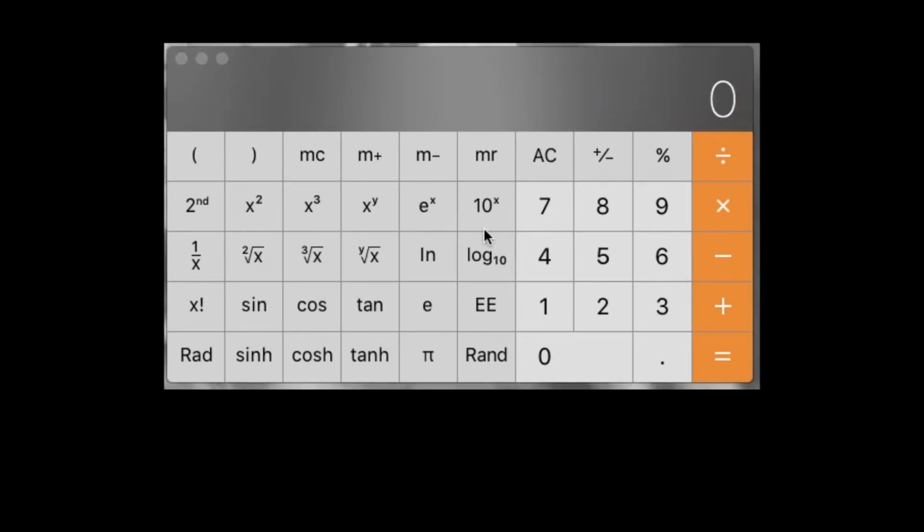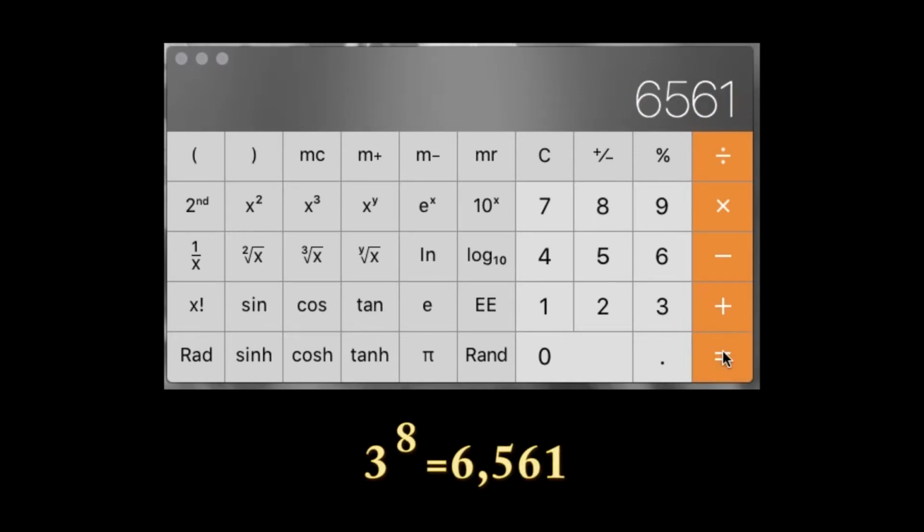We had 6,561 rectangles on the paper. We could use a calculator to guess the fold stage. We know it's less than 10, so let's try 7. 3 to the 7th equals 2,187. Let's try 8. 3 to the 8th power. So at the 8th fold stage, we would have 6,561 rectangles on the paper.